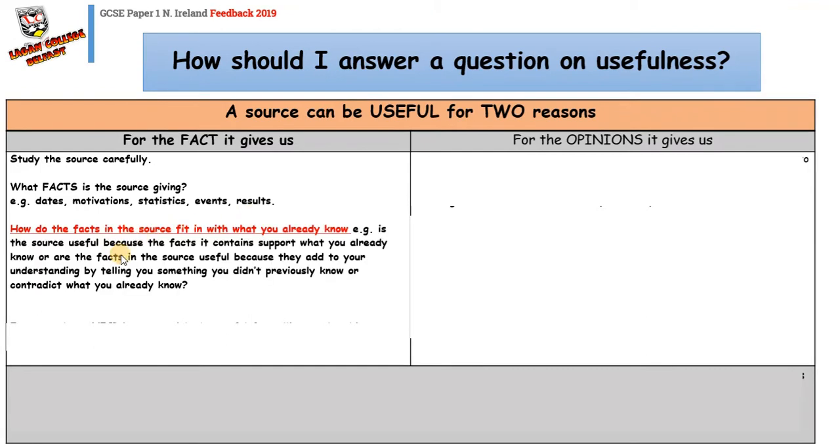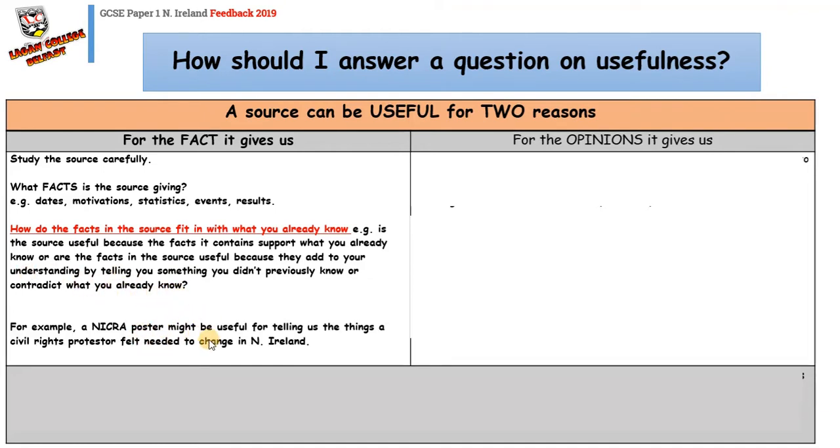Then you have to work out how these facts in the source fit into what we already know. Is the source useful because the facts support what you already know, or because they add to your understanding by telling you something you didn't previously know, or perhaps contradict what you already know as well? From the knowledge you've garnered from your study of history, you should know if this backs up what you know, or goes against it. If it does, that might be a limitation.